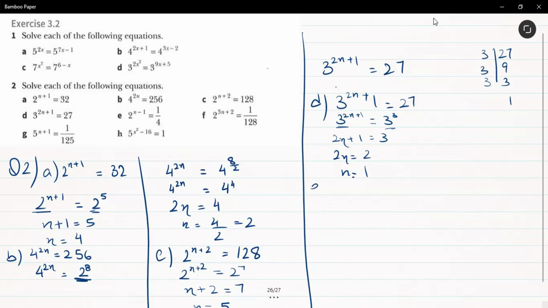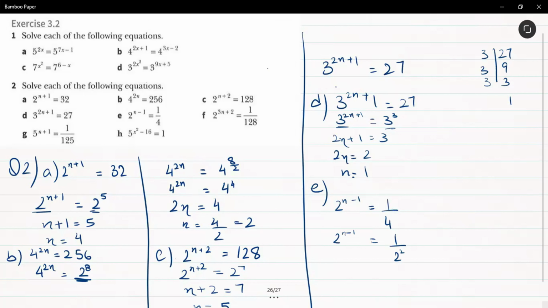Moving forward to part E, we have 2 to the power n minus 1 is equal to 1 over 4. Okay, so this is a different type of question than what we have seen. So 2 to the power n minus 1 is equal to 1 over, now make it in terms of the index 2, so 1 over 2 squared.